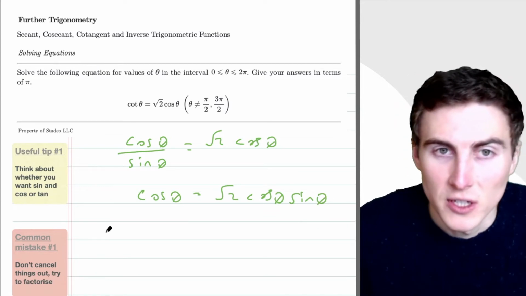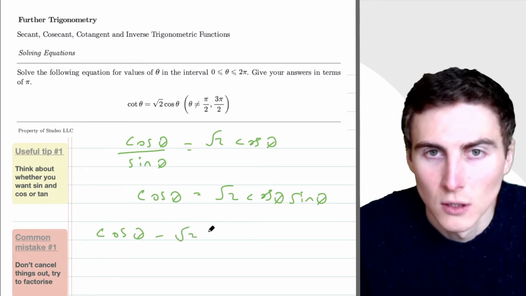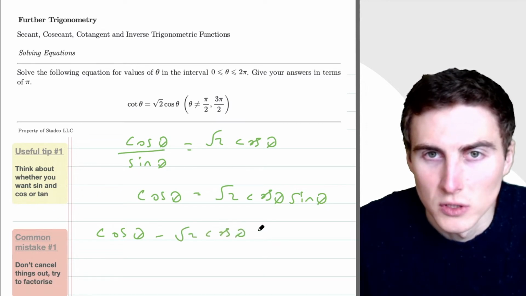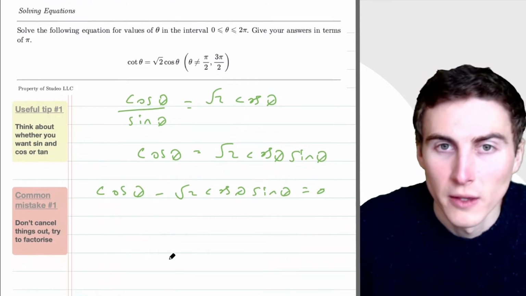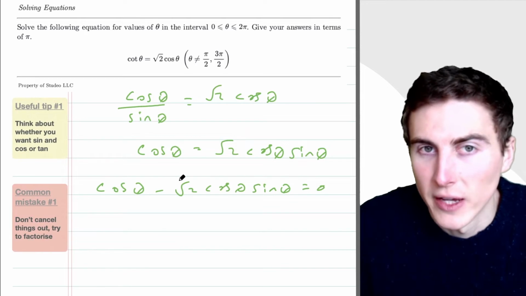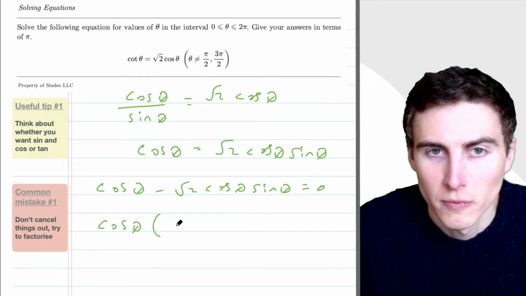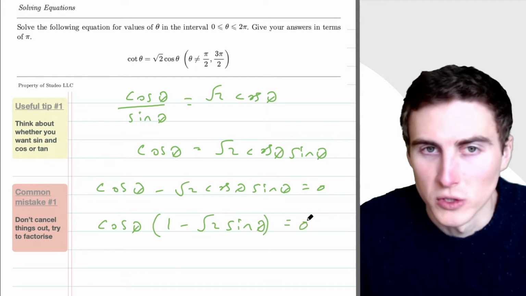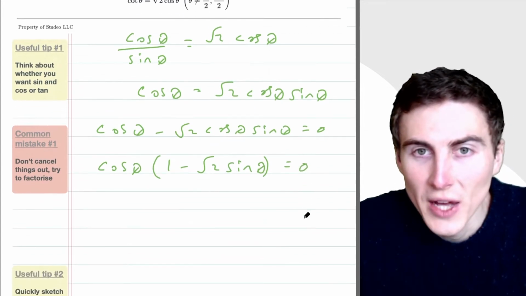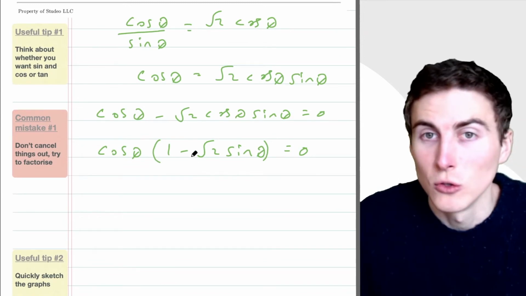Then we're going to take everything to the same side, so let's put everything over to the left. Cos theta minus root 2 cos theta sine theta is going to be equal to 0. Now these both have a cos theta in common, so we can pull that out as a common factor. We'd have cos theta times (1 minus root 2 sine theta), and that's all going to equal 0. That's really good, because we now have basically our two solutions.